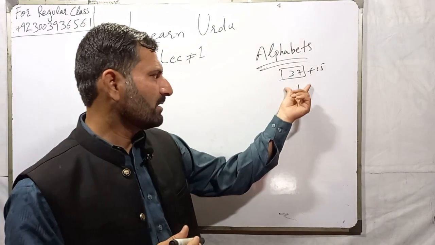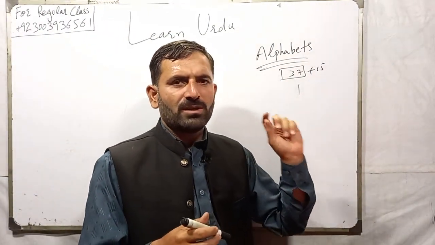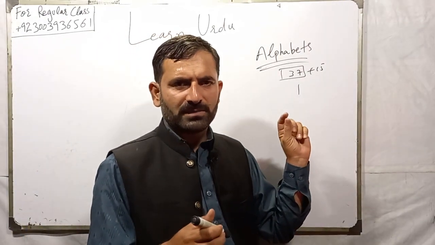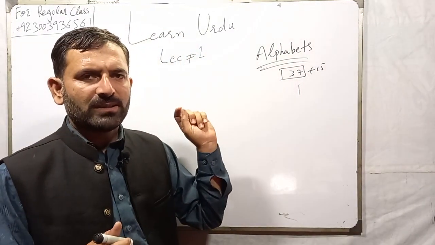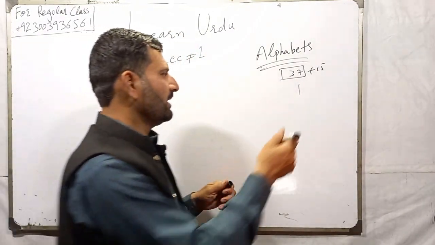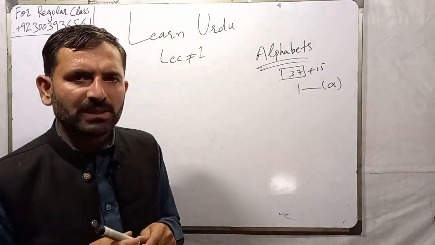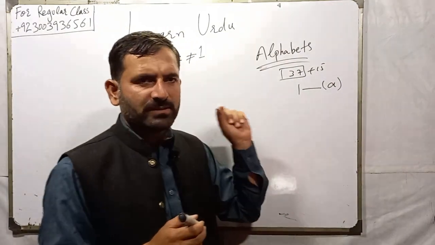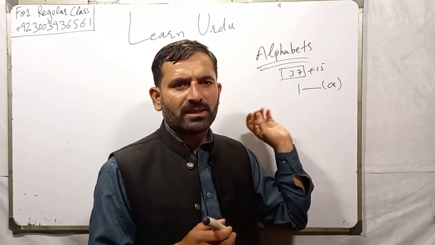It is written just as 1. Its sound: the most important thing is the sound of the letter. Alif sounds as A, just as in English we pronounce A. Similarly in Urdu we pronounce A. Its symbol is this one. In Urdu it is called Alif.